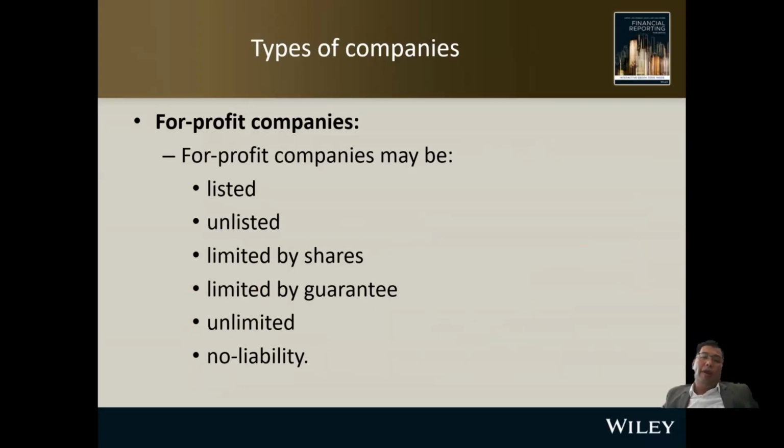Okay. A for-profit company can be either listed, listed means traded at the stock market or stock exchange, or unlisted, limited by share, limited by guarantee, unlimited, or no liability companies. No liability means the company without any debts.